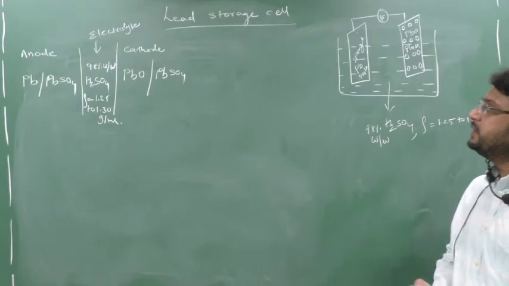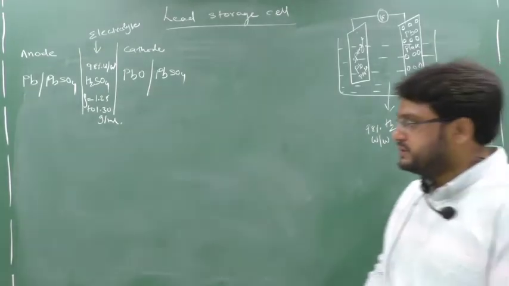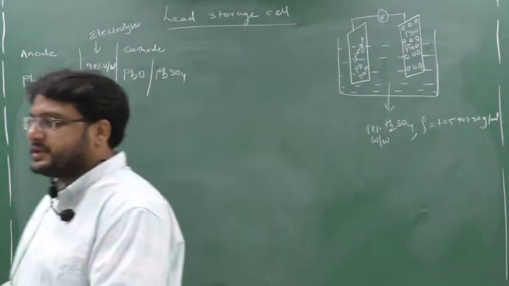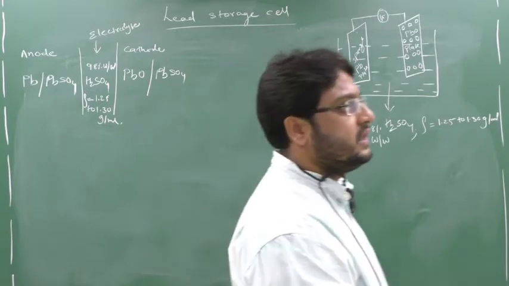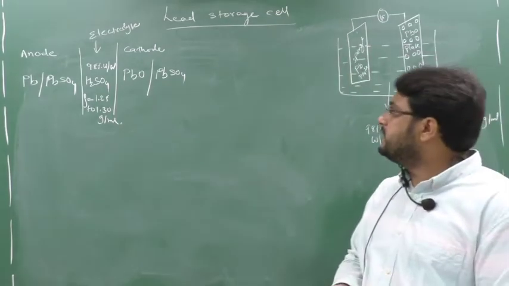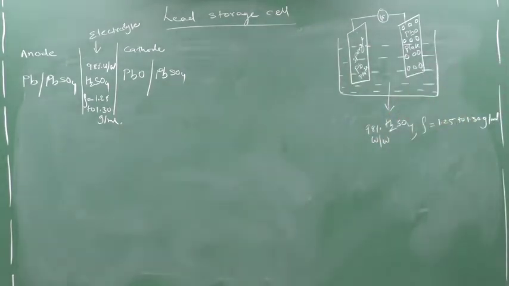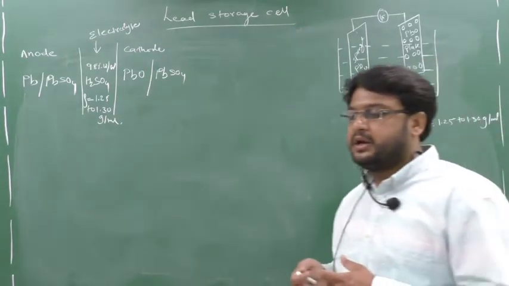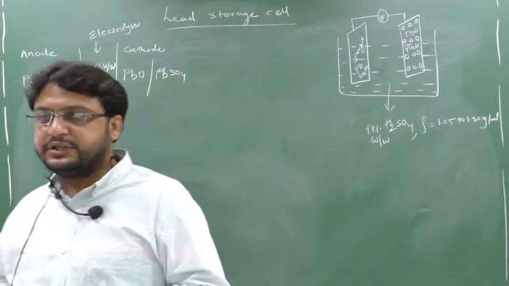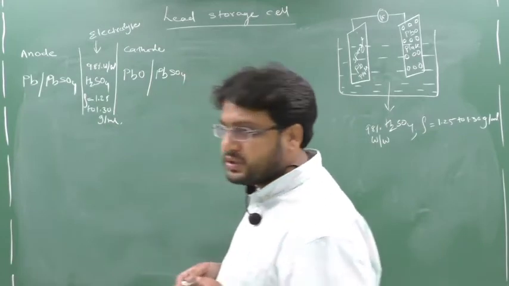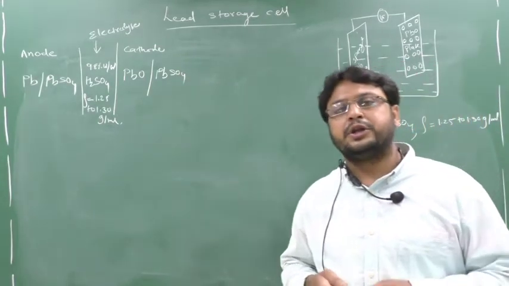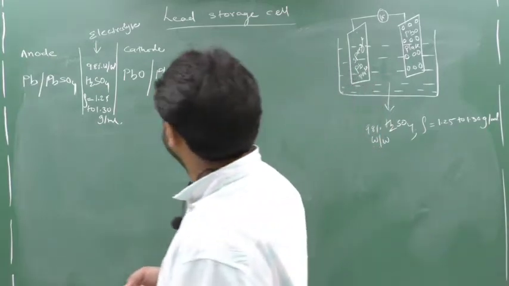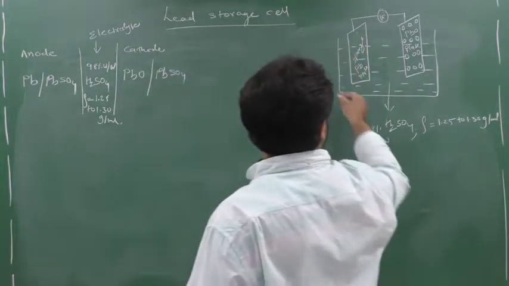Now see here. Next we are going to see the lead storage cell. The lead storage cell comes under secondary storage cell. I told you, what do you mean by secondary storage cell? A secondary storage cell is a cell in which, once the battery or cell is used, it can be reused by passing electric current. In short, we say it is recharged. So this is a lead storage cell. This diagram I have shown.